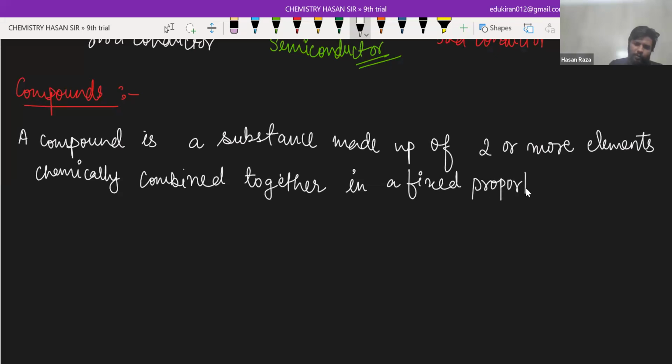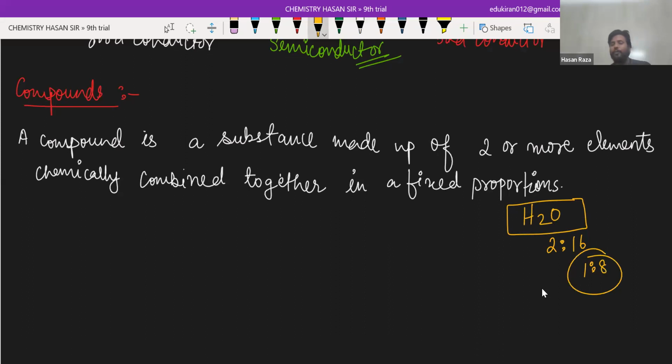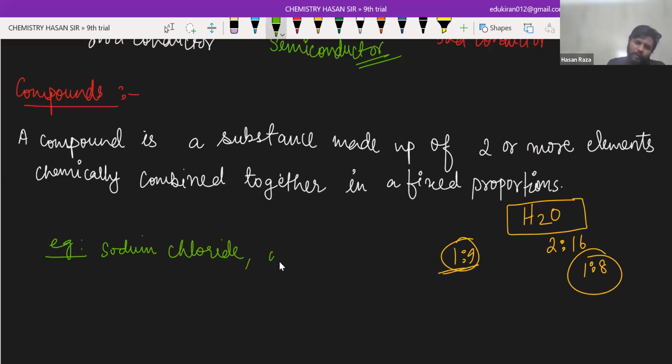In a compound, when you are going to get a specific compound, you have to fix the proportion. You can take water from any place in this world where you live, where I live. The ratio will be 2 is to 16, that means 1 is to 8. The ratio of this combination of elements by weight will always be 1 is to 8. It cannot be 1 is to 9 for water. If you change the ratio, you will get another product, not water. For example, sodium chloride, water, carbon dioxide, any compound you can take. Very easy.